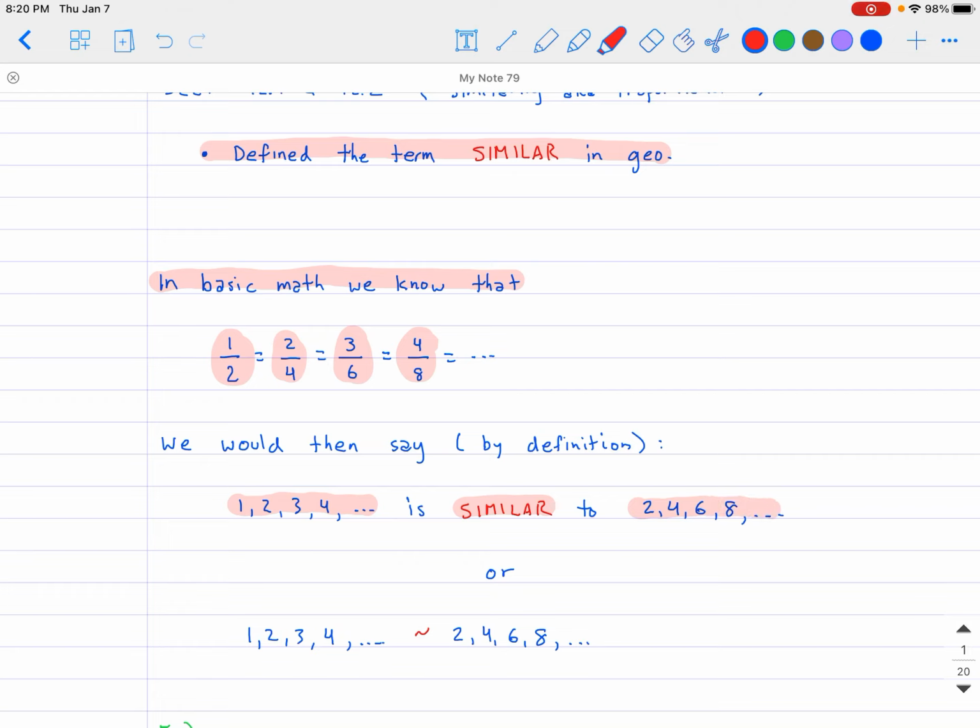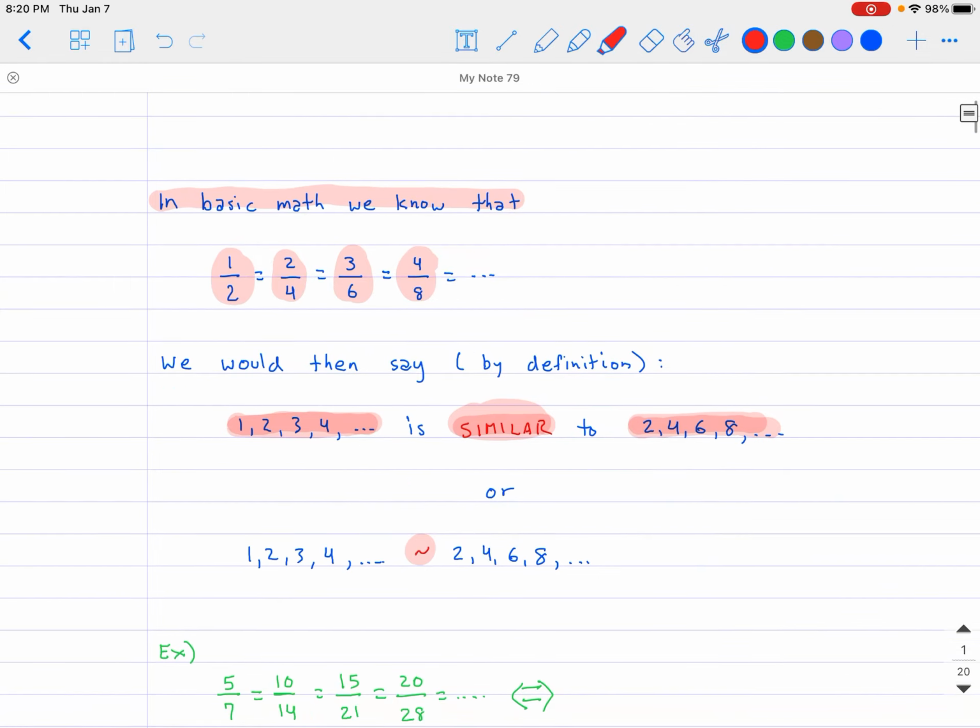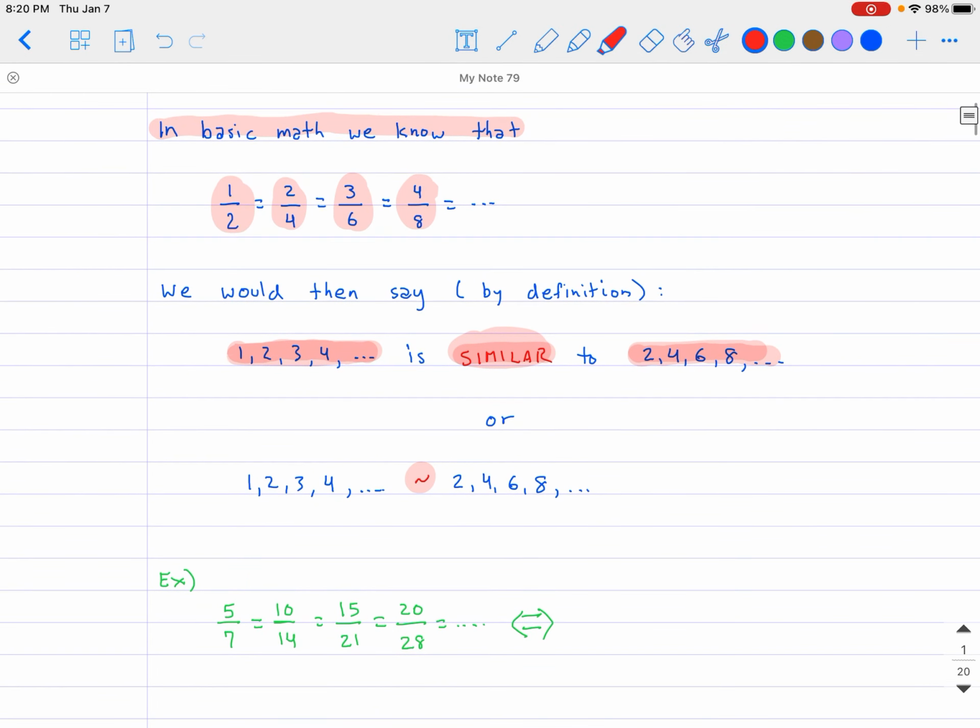So that's what similarity means. If you look at the two sequences of numbers, you can take one sequence, the 1, 2, 3, 4, and so on, multiply by 2, and you would get the other sequence: 2, 4, 6, 8, and so forth. The way that we write similarity is that we can just say they are similar, or we can use this little squiggly line symbol to indicate that they are similar to each other. Let's take a look at an example of similarity.